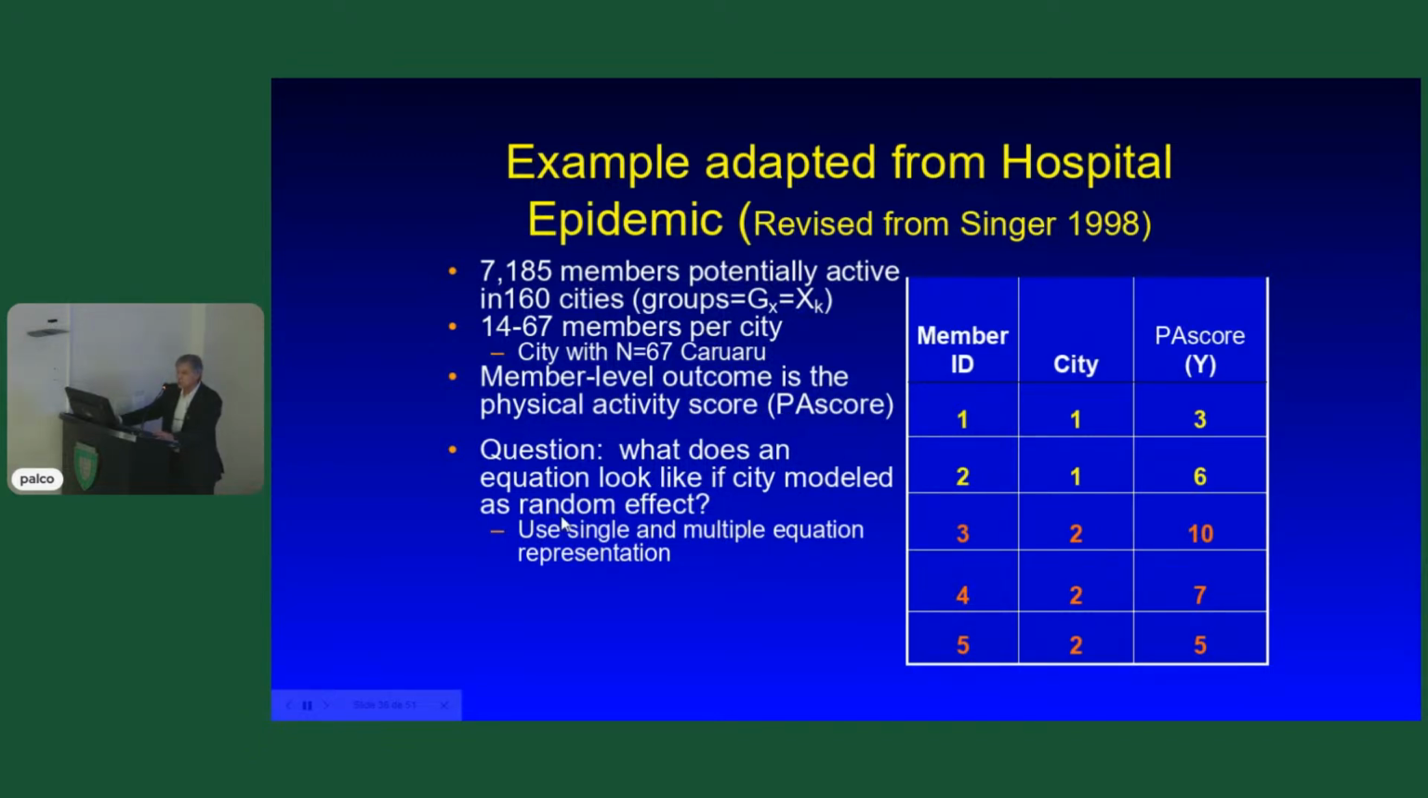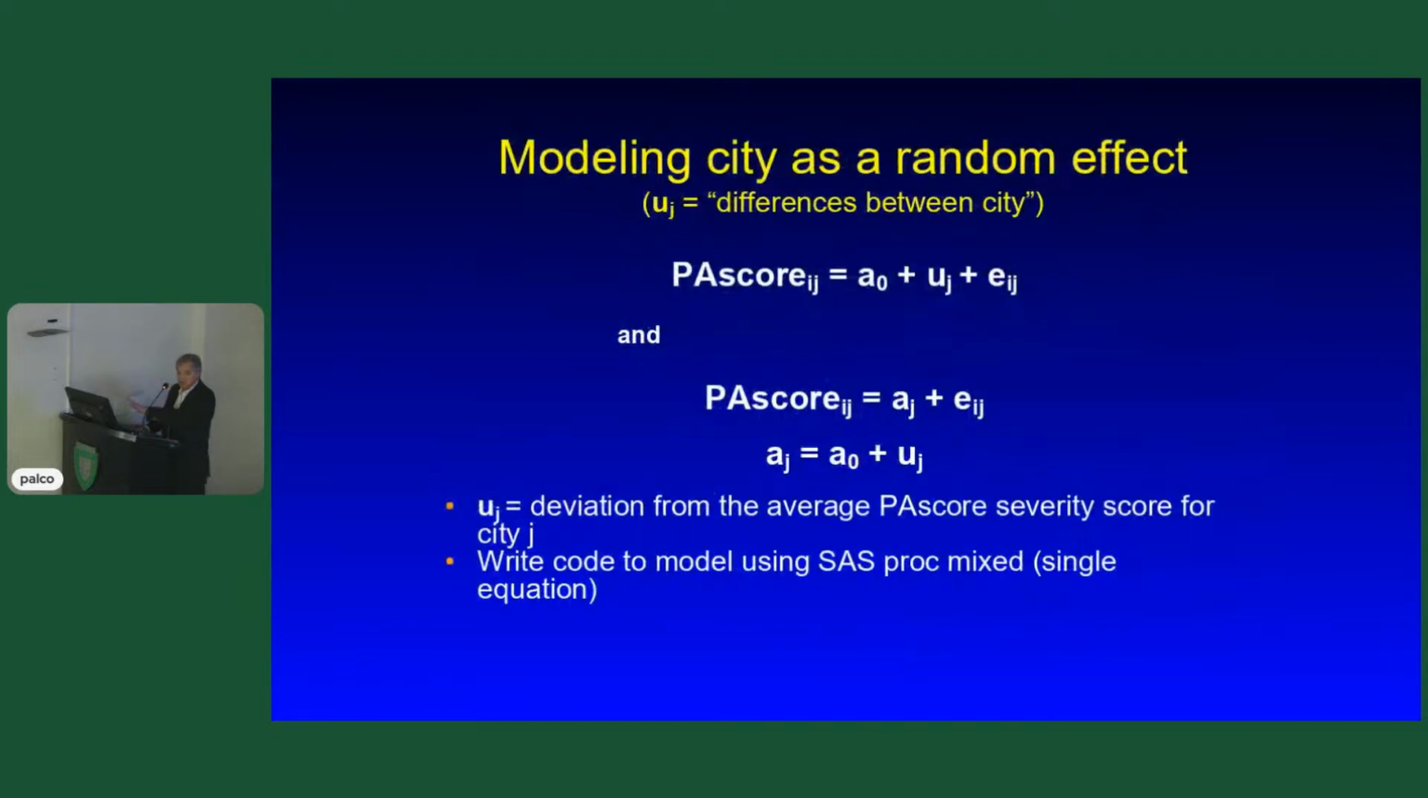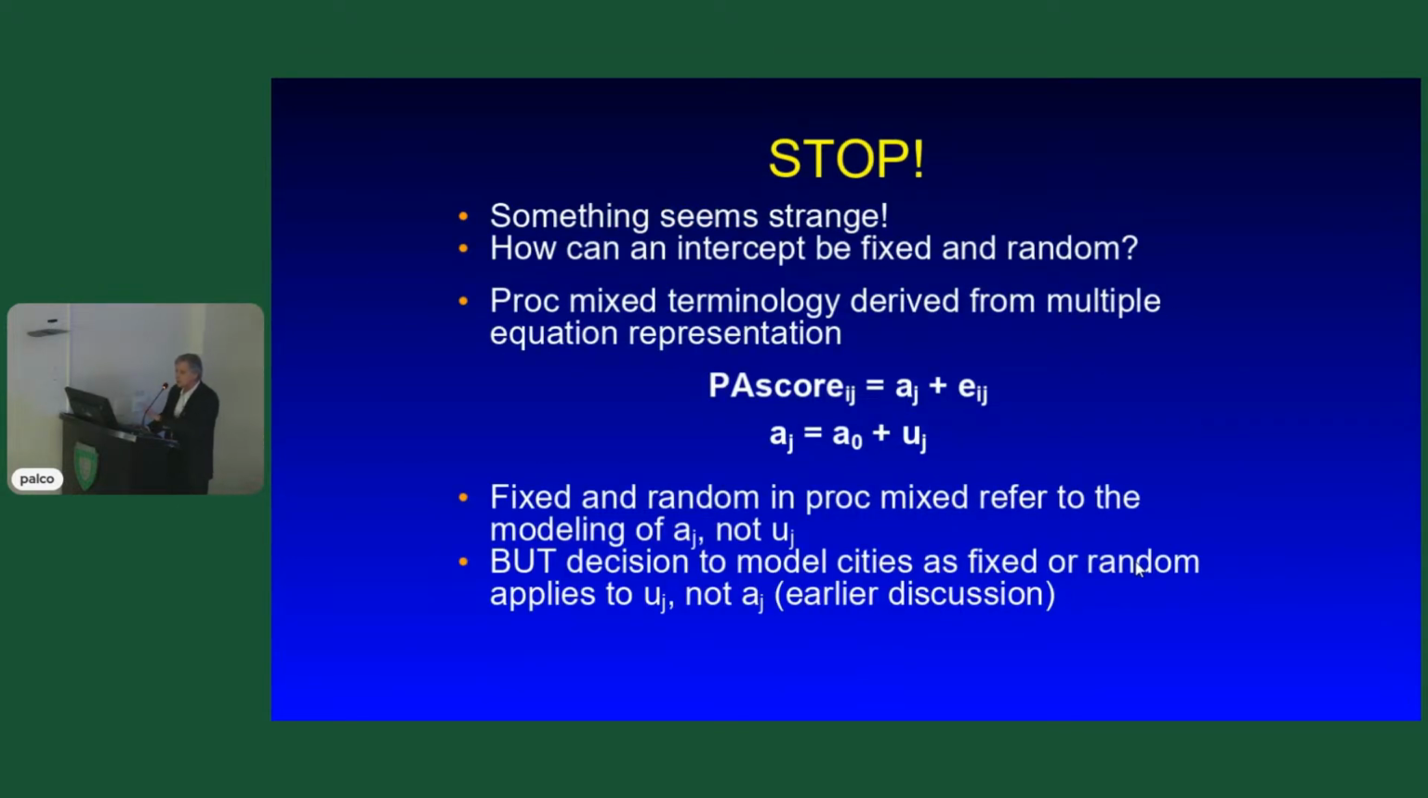I'm going to call this PA score. And the question is, what does an equation look like if the city is modeled as a random effect? Remember, the city is the cluster. Use a single and multiple equation representation. So this is for your statistician to remember. If you do that, you end up with something like that. There are two sources of variance that have to be accommodated in your mathematical model, okay? And it's accommodated by the U sub j term. I didn't put the x's here, just the term. And the U sub j is actually A sub j and E sub ij, for each j subject, E independent member inside it. It's like the general E. Okay, so this is for the statistician.